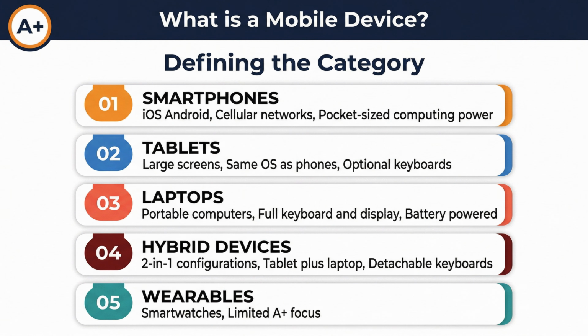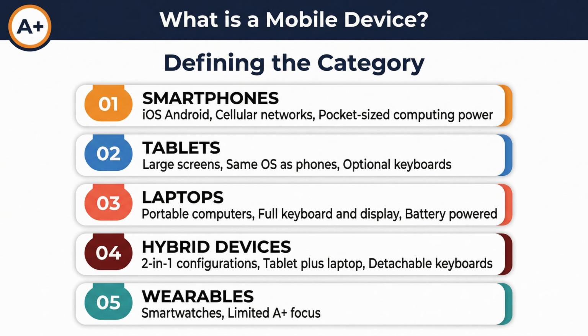Microsoft Surface devices and certain iPad configurations are good examples of this category. And in some contexts, mobile devices also include wearables like smartwatches. While wearables are not a heavy focus of the A+ exam, it is worth knowing they fall under the broader mobile device umbrella. For Objective 1.1 specifically, the hardware components we are going to study apply most directly to laptops and smartphones.